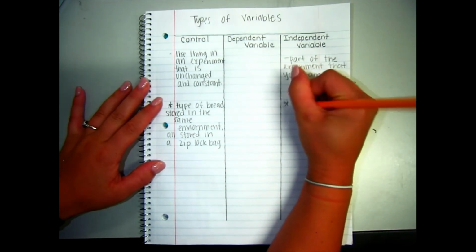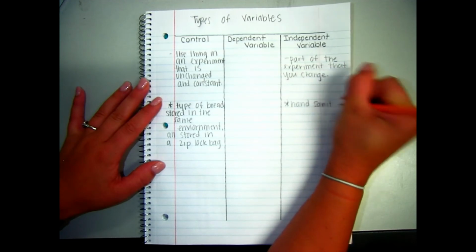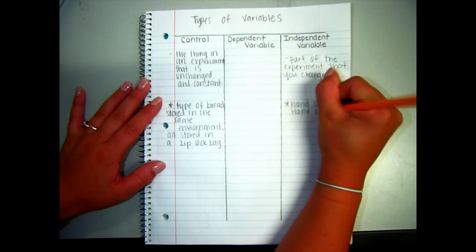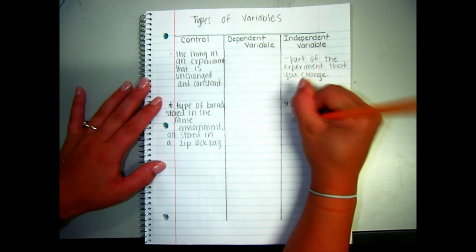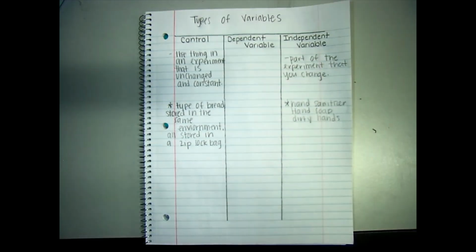Hand sanitizer, hand soap, and then the dirty hands. So again, those are the things that we changed, the materials we used to change the cleanliness of our hands, because we really wanted to see which one, hand sanitizer or hand soap, would work better to prevent the spread of mold on the bread, but we're using mold really to describe germs.